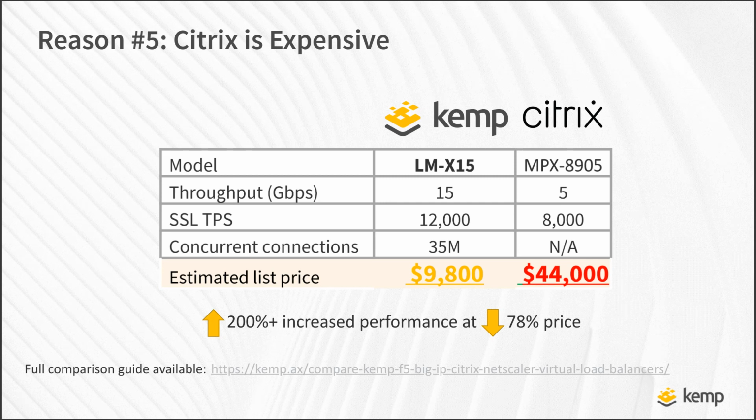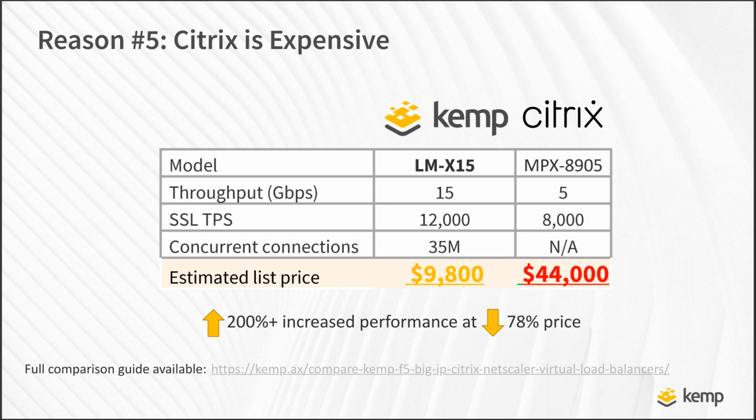Citrix, and this is for the Platinum product, which includes other features, is ballpark just under $44,000 US. And you might come back to me and say, you know what, that's not apples to apples. What about the Citrix Basic pricing? Basic pricing is around $21,000, $22,000 US. So it's still significantly higher. So you're getting less performance at a much higher price.